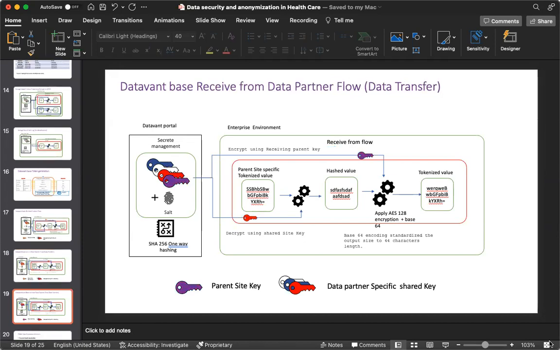Once we produce this, it goes to our partner side, and the partner runs an operation called receive from. They have the shared key that we agreed upon, and using it they decrypt the data and re-encrypt the hashed value using their parent key. Then they have a standardized token, which can be compared with the existing data on their premises. This way, data can be shared not only with internal lines of business, but also with third parties and our other data partners.